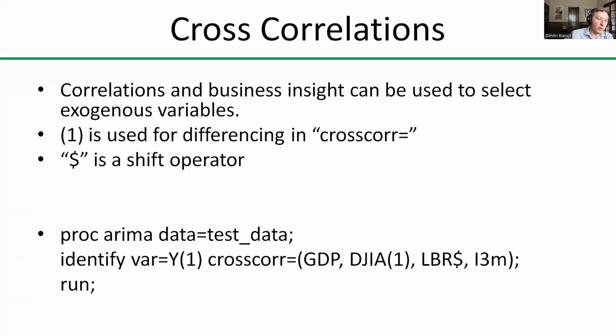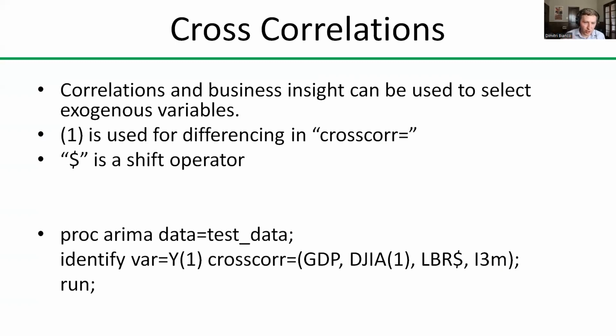In this example, I want to know all the cross correlations between the dependent variable and these independent variables. So we're going to use GDP, the Dow Jones Industrial Index, LBR, which is unemployment, and I3M, which is the interest rate for 3 months. We would check the correlations between each one of these variables and the dependent variable to see where the lags are going to fall and if we need to shift any of them.